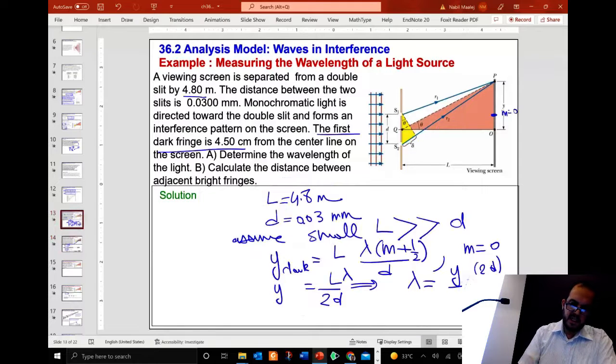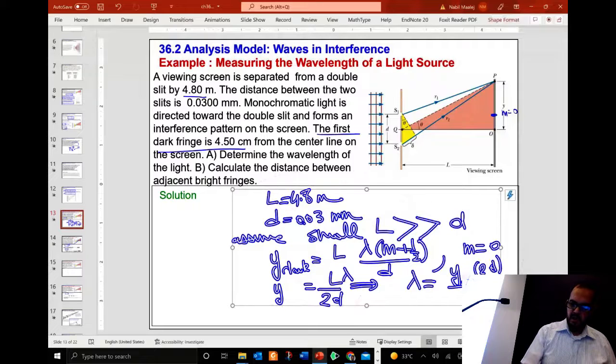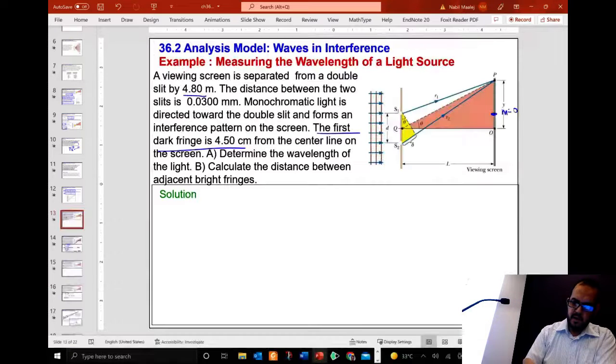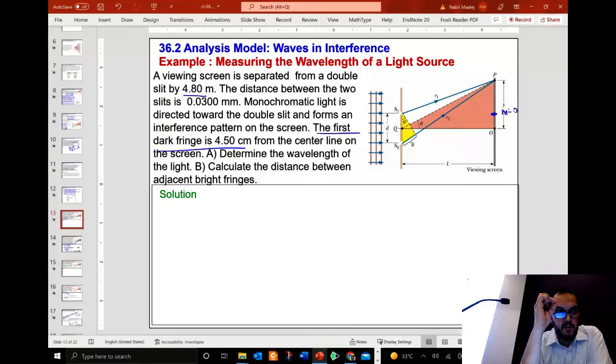The next question is calculate the distance between the adjacent bright fringes. Okay, so let me erase all of this. Since they asked for the distance between the fringes, I can determine the distance between the first bright fringe and the one next to it.